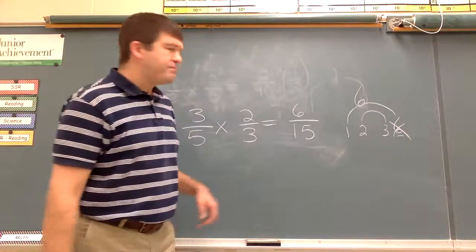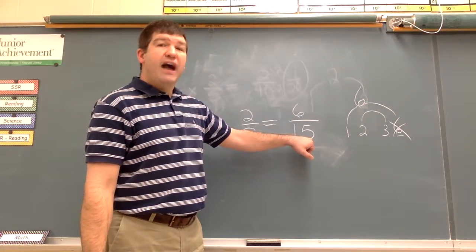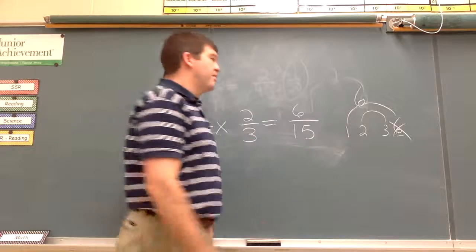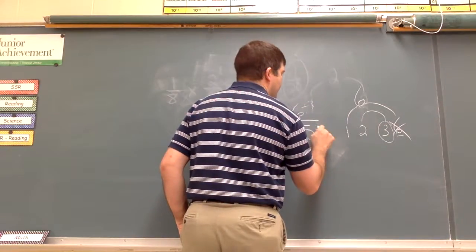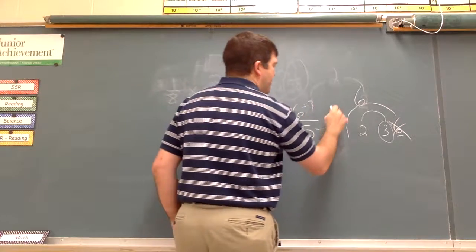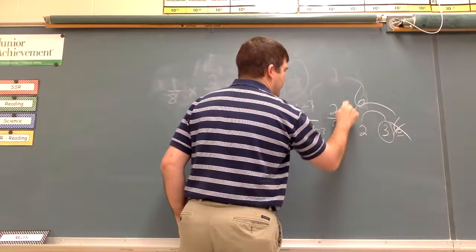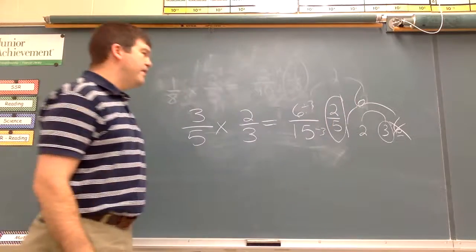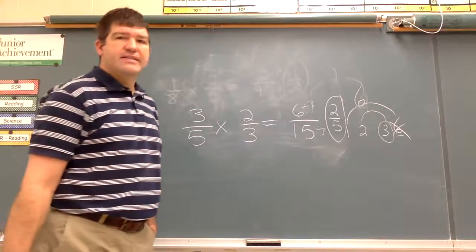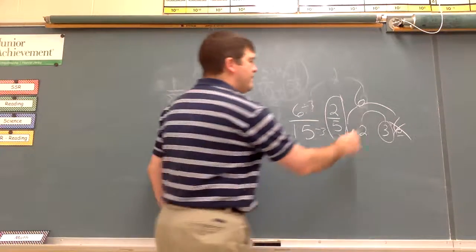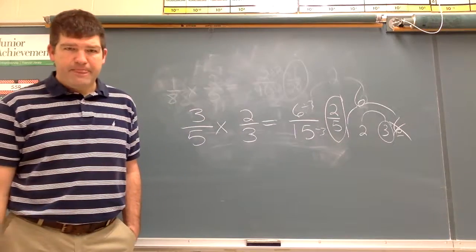What about 3? 3 times 5 gets me 15. So I'm going to go with that. So I'm going to divide each by 3. 6 divided by 3 equals 2. 15 divided by 3 equals 5. 2/5. So I simplified 6/15 to 2/5 using my rainbow factors method.